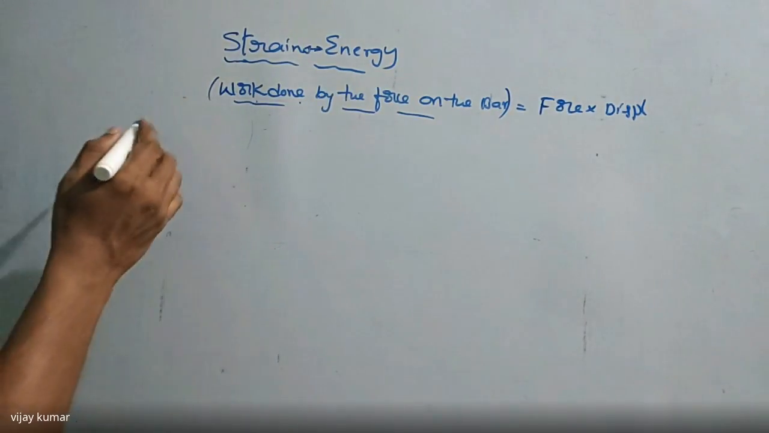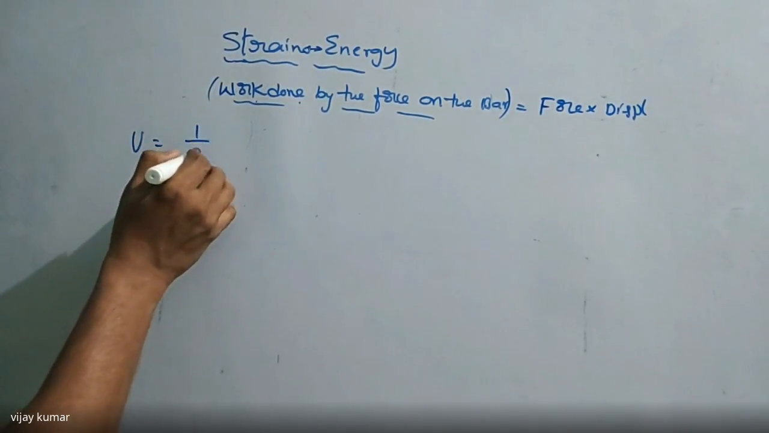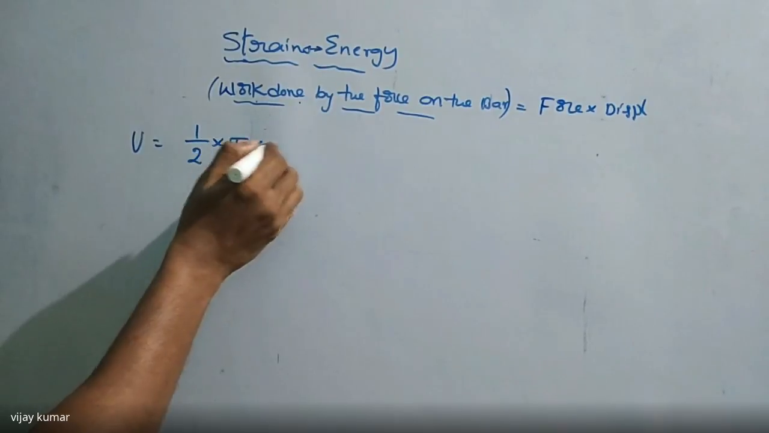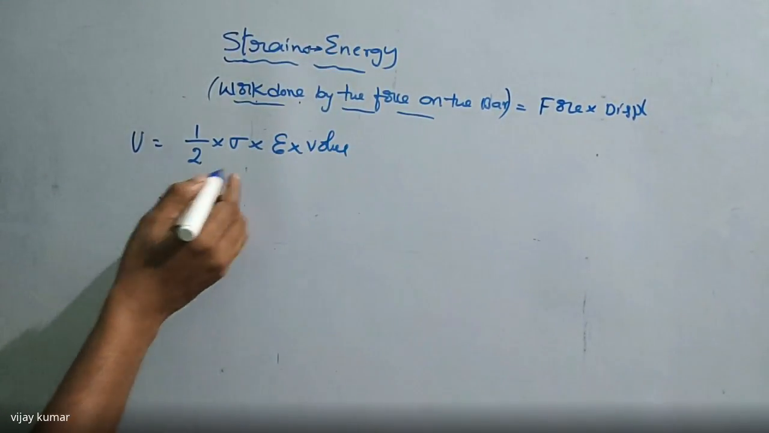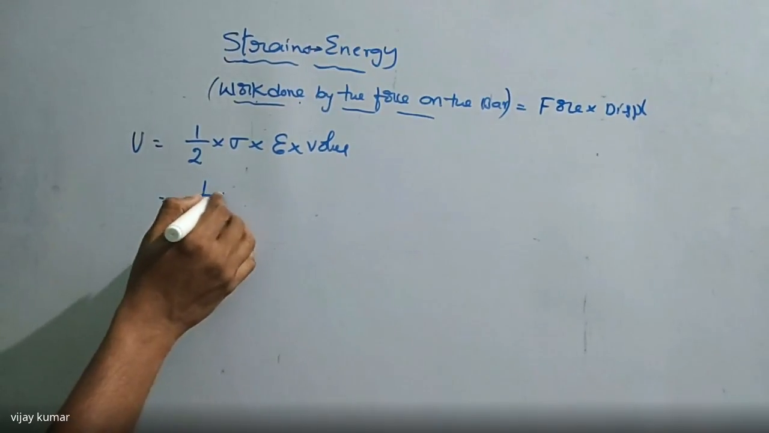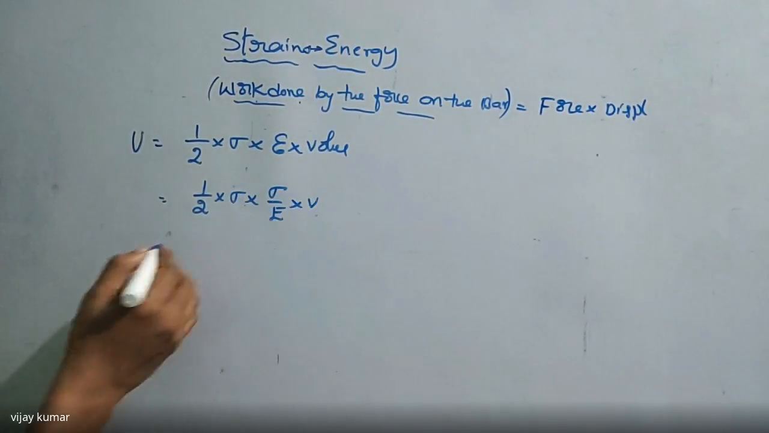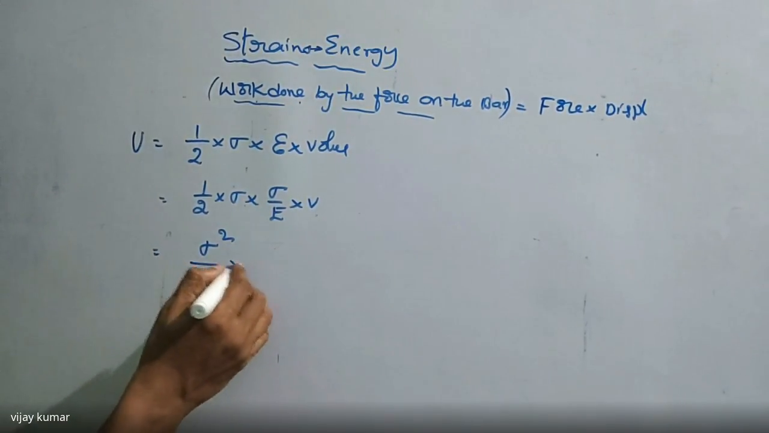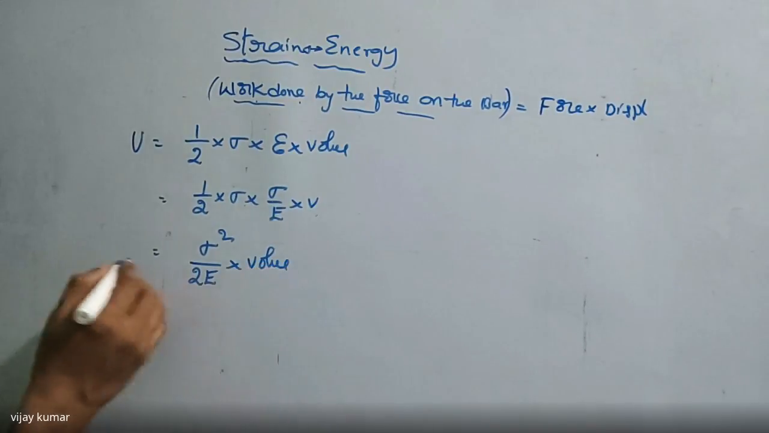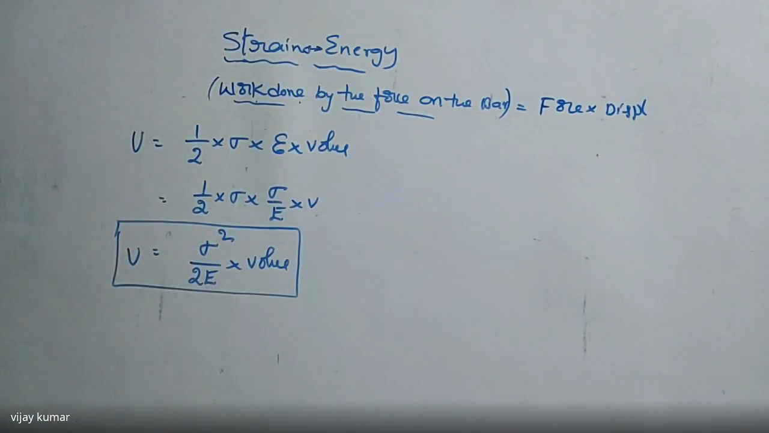So here I'm writing strain energy is equal to half into stress into strain into volume. Otherwise, we can write half into stress into strain is stress by Young's modulus into volume. I'm writing sigma square by 2E into volume. So this is also the formula of strain energy under a gradually applied load or under a static load.